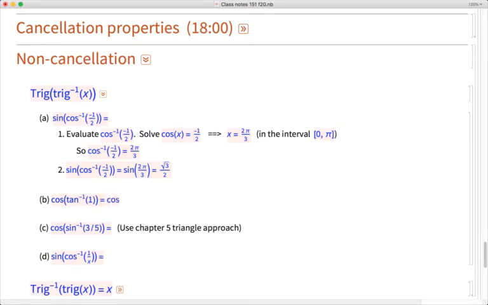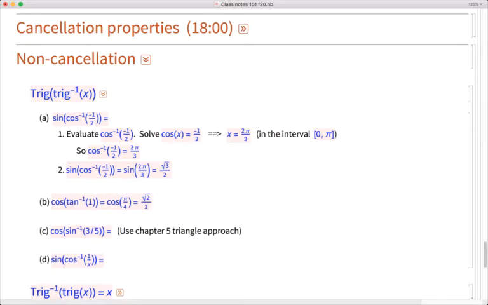Again, I'll do this a little bit faster. The inverse tangent of 1: we're looking for a number whose tangent is 1, and pi over 4 is such a number, and it's in the correct interval, between minus pi over 2 and pi over 2. So now we just take the cosine of that inside number.